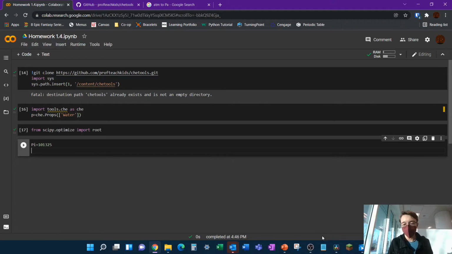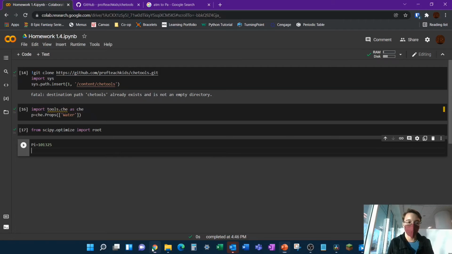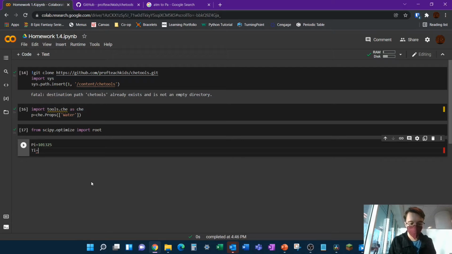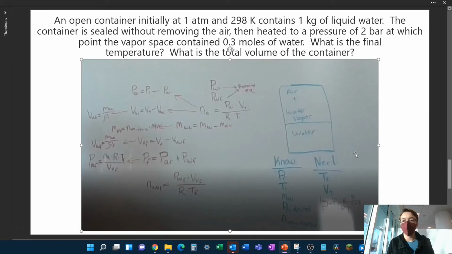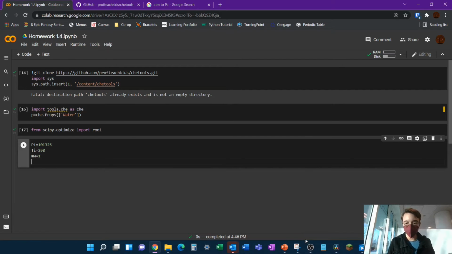Alright, so next, we're given the initial temperature as 298 Kelvin, so we can enter that. Temperature initial is equal to 298 Kelvin. Alright, so the next thing we're given is that the amount of water, the mass of water, is 1 kilogram. So the mass of water is equal to 1 kilogram.